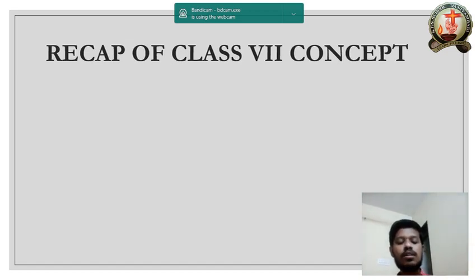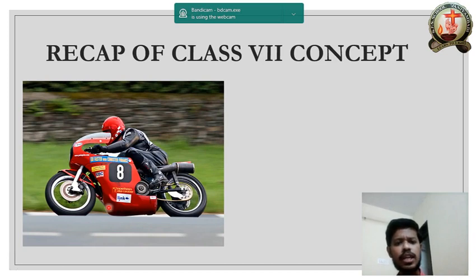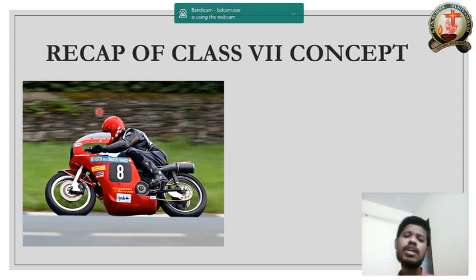Okay. So right now I'm going to display a picture on your screen. You can see here. What do you observe on this screen? There is a biker who is riding his bike. So by saying this, what comes to your mind? Is he riding very fast or very slow? By seeing this, you can judge and imagine and say that this biker is riding his bike very fast, right?